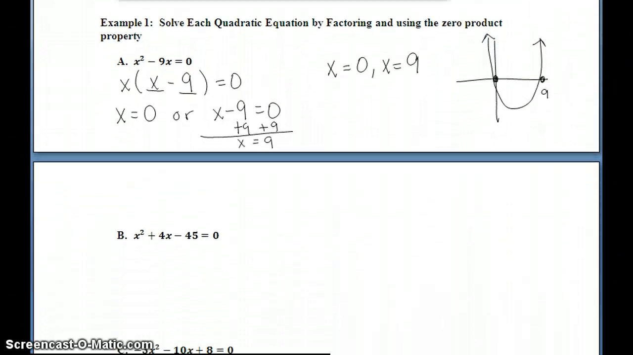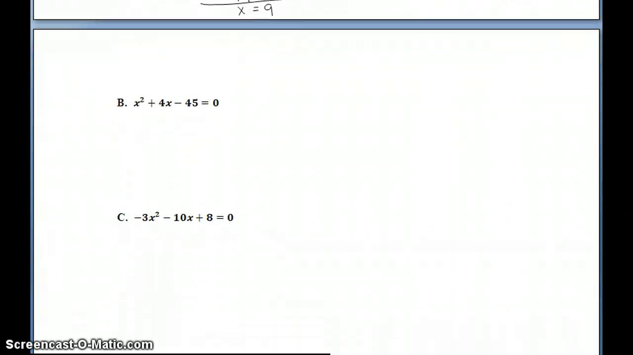So let's go on and do a little bit more factoring. This is why we need to be really good at factoring, because it gives us so much information. This is a trinomial. When I think GCF, there is nothing that they have in common. And so I'm going to just start out doing product and sum.